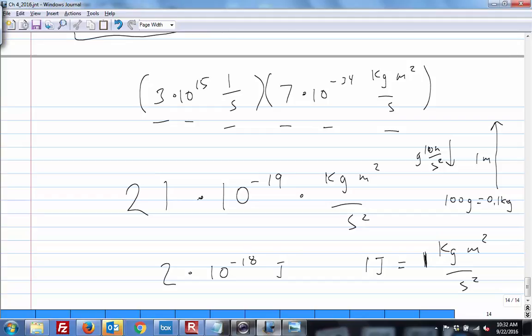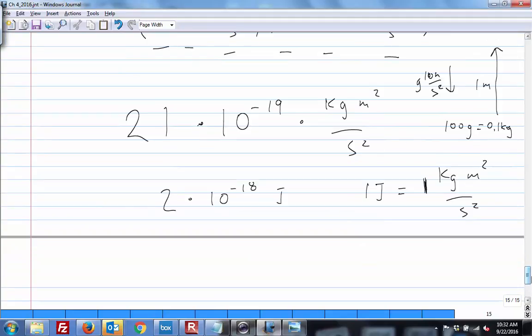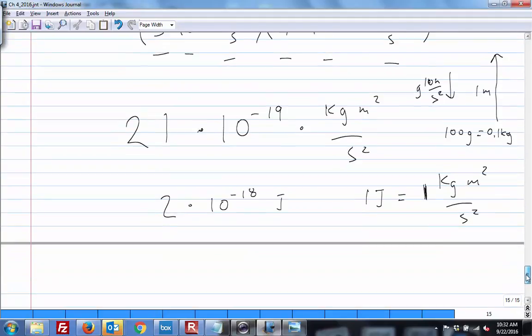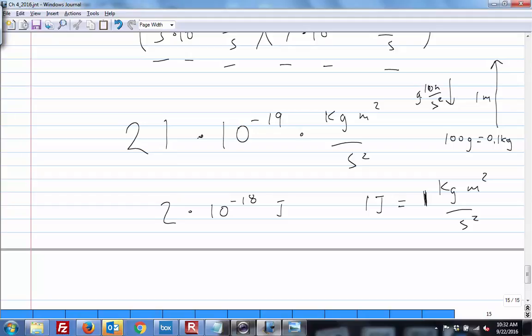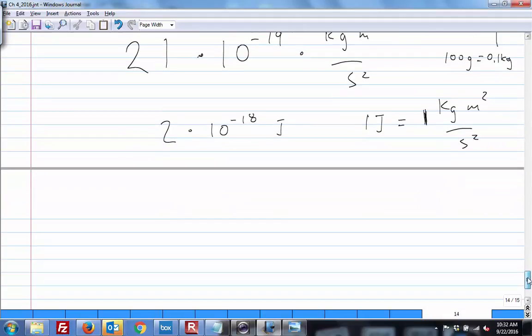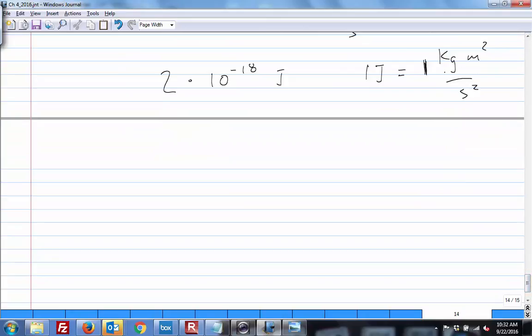But is it 1 kilogram meter squared over a second squared? Isn't that the same as just a kilogram meter over a second? Can you just get rid of the squares? You cannot get rid of the squares. No, because, and this is kind of weird, they're all 3 different animals. What does gravity equal? Gravity equals 10 meters per second squared. So it's an apples and oranges problem.